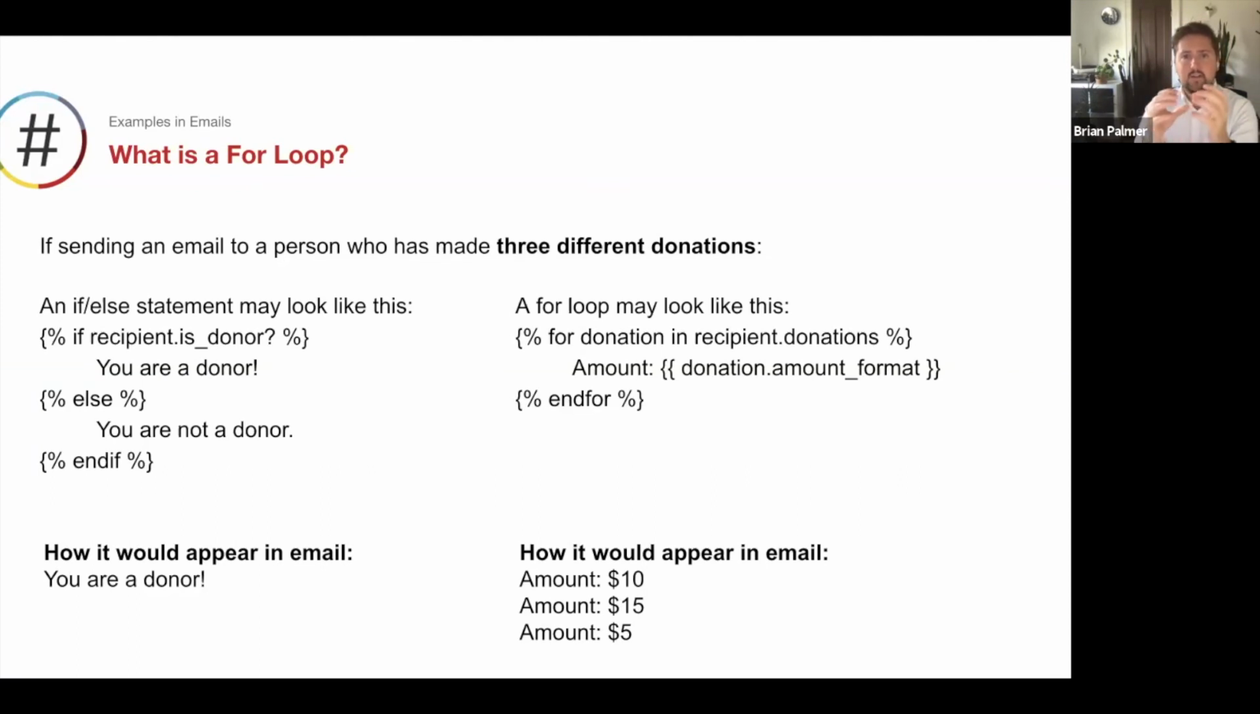So we're saying for amount, putting in the object name and then the specific variable of that object. In this case it's amount format, but we could also add another one, amount succeeded at, which would print out the date of the transaction. Then we close it up with end for so that it keeps looping through. At the bottom, you can see how that would show up if the person had 3 different donations.